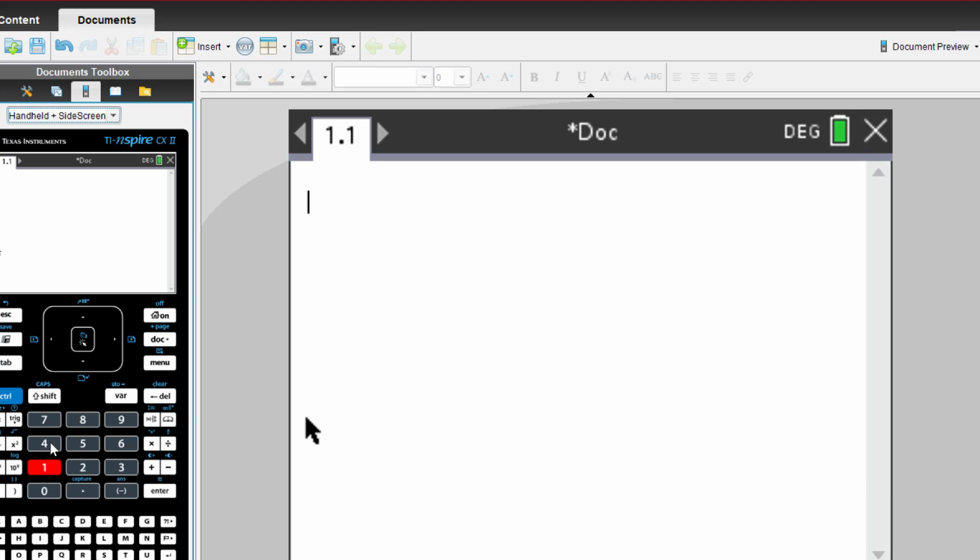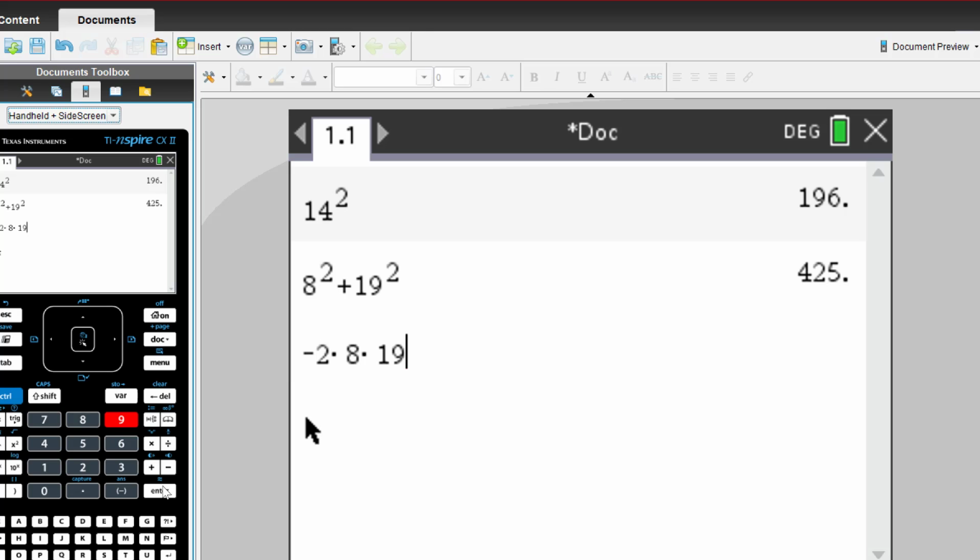So first thing to punch in is that 14 squared for the left side of the equal sign, and that's going to be 196. Then we've got the a squared and the b squared, so that was 8 squared plus 19 squared, and that was 425. And then we're going to do the negative 2 times the a times the b. So I have negative 2 times 8 times 19. I want to do all of these separately, and we'll see why in just a moment. And that's going to give me negative 304. So let's go back to our page and write down what we have.